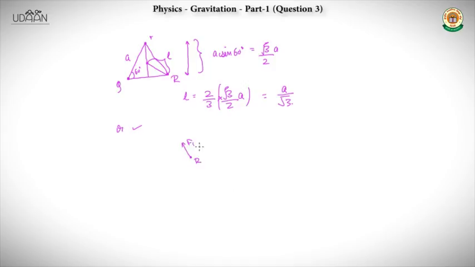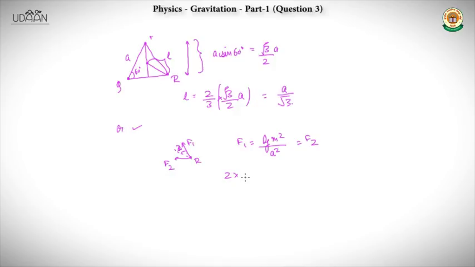One would be F1, the other one would be F2, and these would be the angles. So we have to find the net force acting on it. We know that F1 is equivalent to Gm square upon a square. I'll directly write it down. And F2 would also be equivalent to this, because the distances are the same and the masses are also the same. So now we'll have to find the component of this.